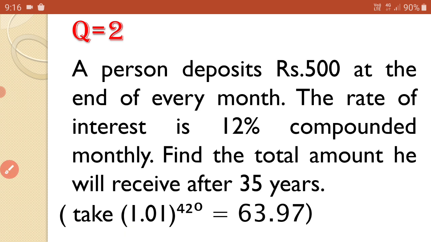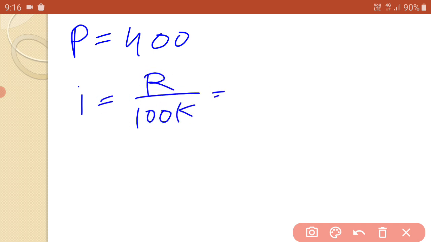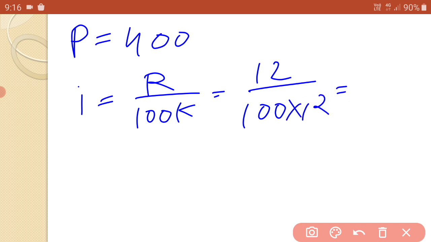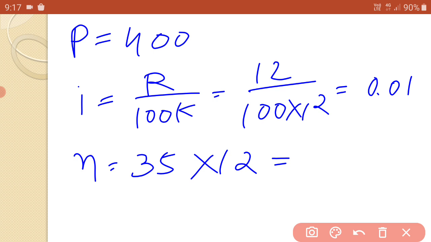Clear? So here the main point of the question is P is equal to 400. i is equal to R upon 100 k, because monthly, that means k is equal to 12. So 12 upon 100 into 12, so 0.01. n is equal to 35 years, so 35 into 12, 420. And A is equal to question mark. First you write the symbols, then after we calculate the question.